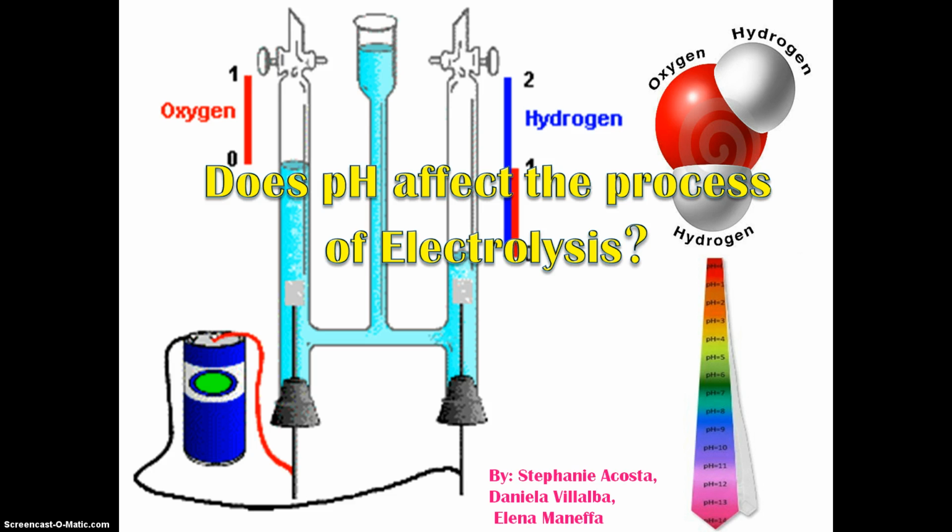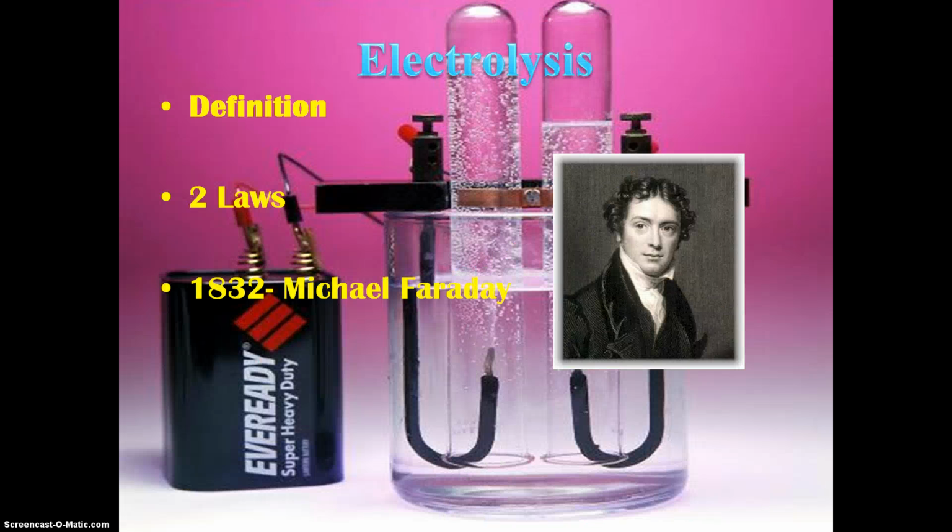And when we started researching about this, we found out about electrolysis. And from this, we developed this experimental question. So, what is electrolysis? Electrolysis is the process in which chemicals are separated when an electrical current passes through them.